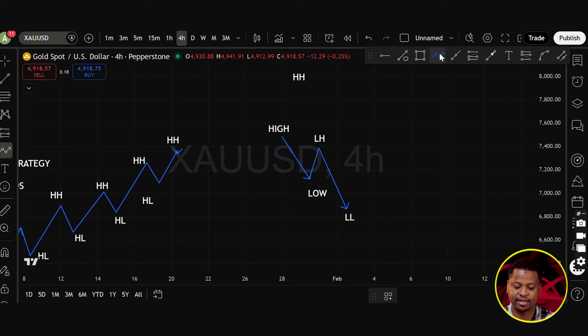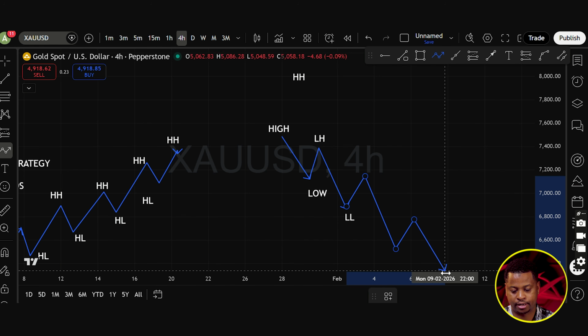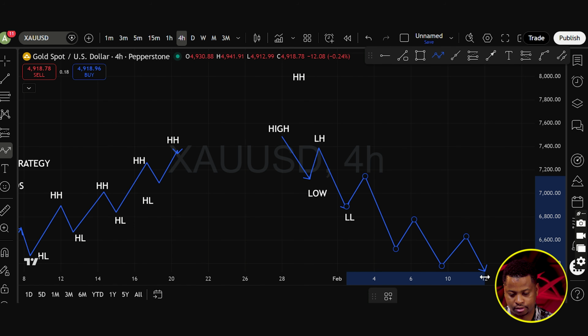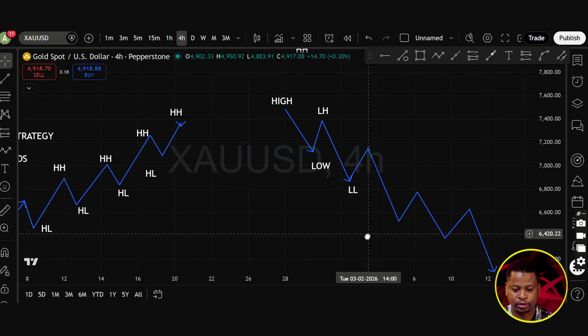So the next thing that is going to be formed is another lower high and lower low. Lower high and lower low. Just a second. It has to be taken out like that.